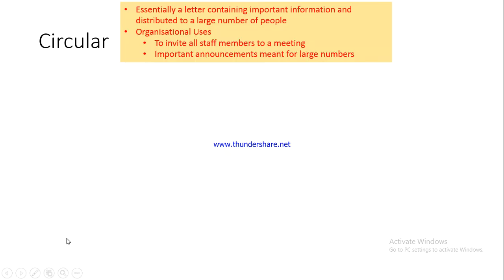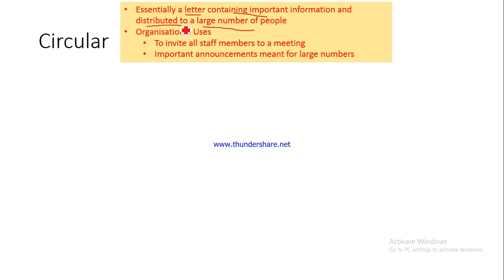Now let us first understand what circulars are and how they are used in organization. Essentially a letter which contains important information and is distributed to a large number of people. So it is different from notice. It is basically some kind of a letter, but it contains important information and it is distributed to a large number of people.